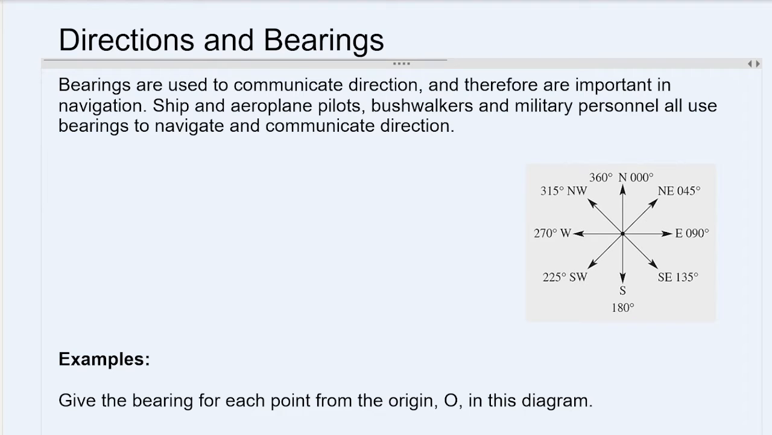Direction and bearings. Now, bearings are very important. It is how we navigate around the world and how we find things on maps. So bearings can be very, very important. There's two different types of bearings that we use. We use true bearings, and we have compass bearings.